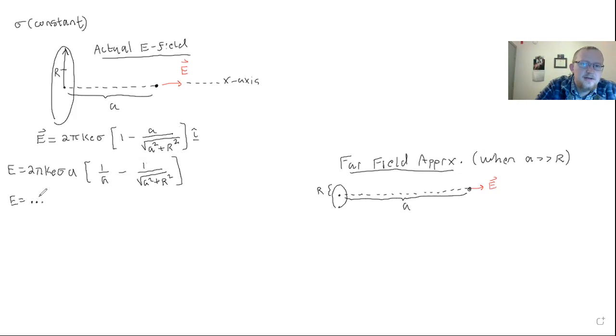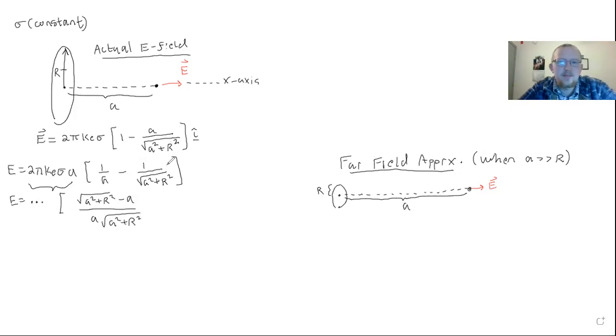And I'm just going to do dot, dot, dot for this whole constant area. And what you end up with is the square root of a squared plus r squared minus a, divided by a times the square root of a squared plus r squared. So you see I multiplied this term by a over a, so I didn't change it. I multiplied this term by the square root of a squared plus r squared, which also didn't change it, right? Basically multiplying by 1 to find the common denominator.